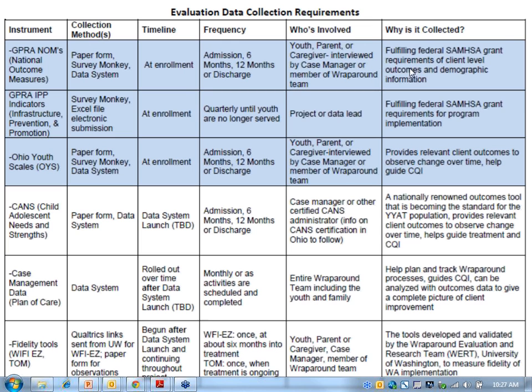And again, the purposes of collecting these are different. Obviously, fulfilling federal SAMHSA grant requirements is the main reason, but they also give some good outcome data and are able to show what exactly is working and what isn't working, and also help us guide CQI and track these kids over time to see what kind of progress they've been making.